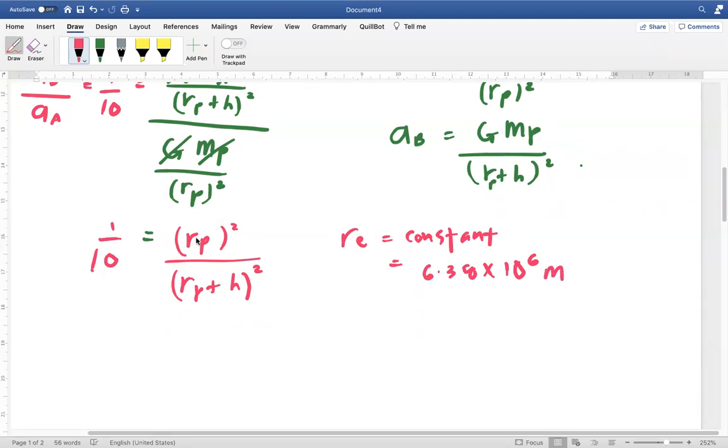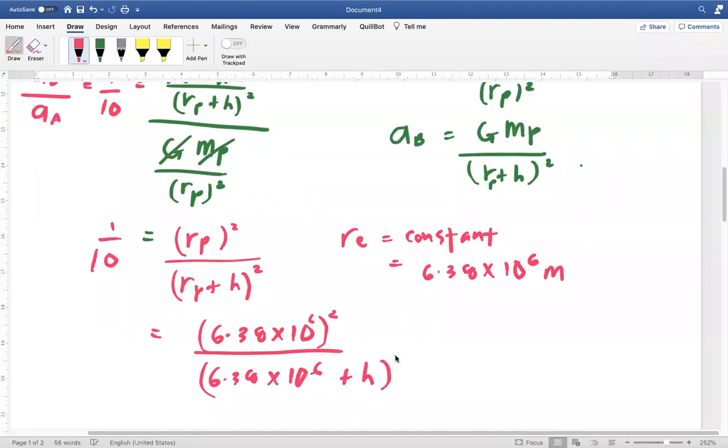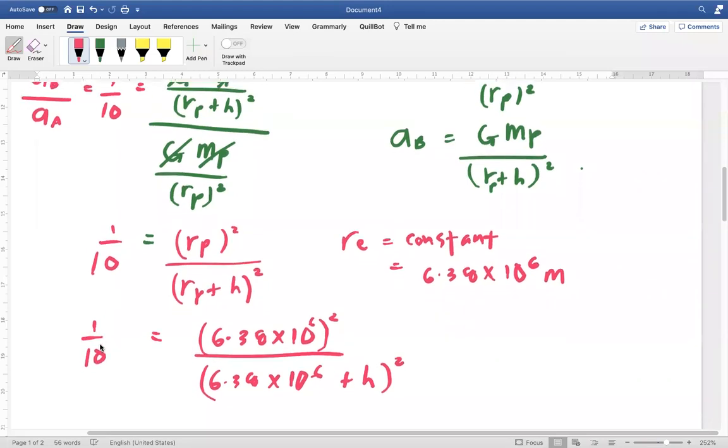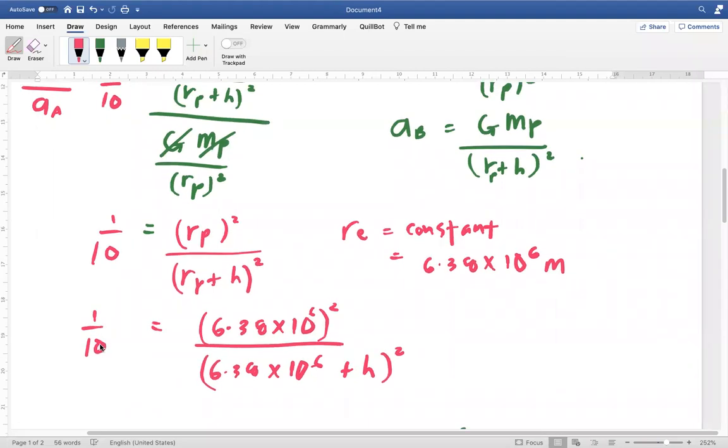So plugging in that RE, this will give you 6.38 times 10 to the 6 squared, and then 6.38 times 10 to the 6 plus H squared, and 1 over 10. And I haven't solved it yet. So this is how you do it. I just want to teach you how to do it. Press the calculator, I leave it to you. So I don't know what H is.